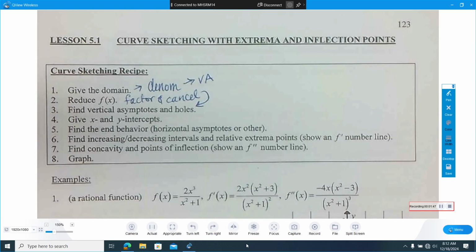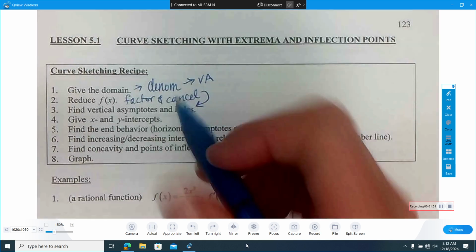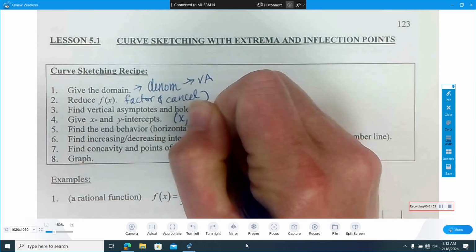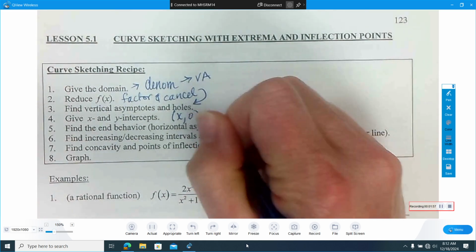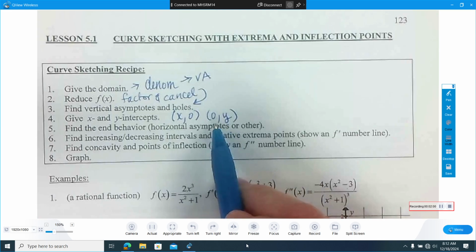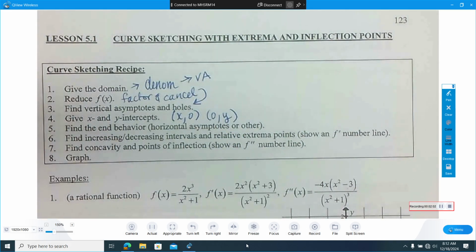We can find x and y intercepts by plugging in zeros. An x-intercept is when we plug in a 0 for the y, and a y-intercept is when we plug in a 0 for the x and solve for y. So pretty easy to plug in zeros to get those intercepts.